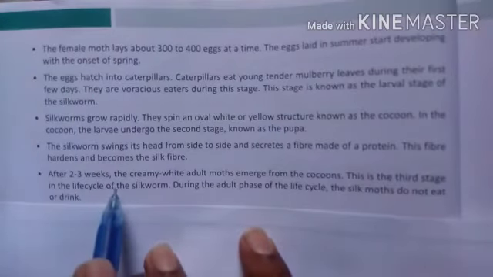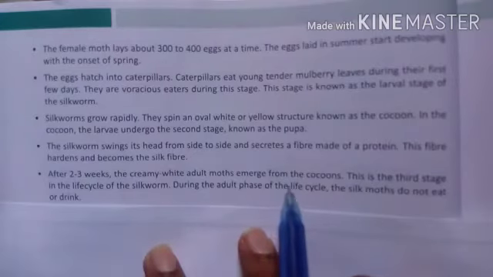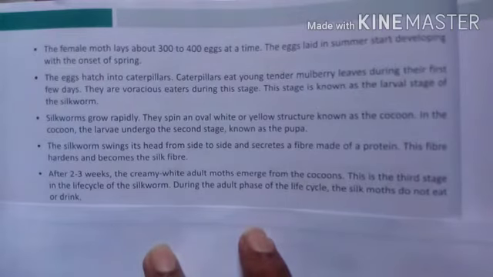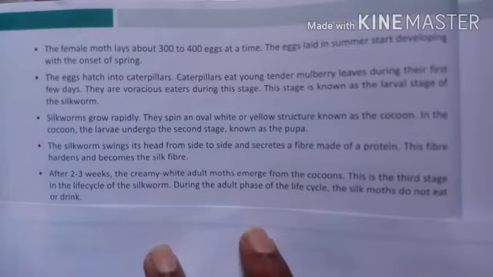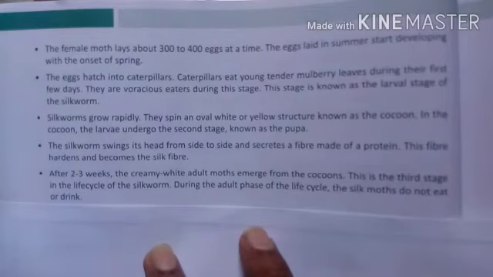After 2 to 3 weeks, the creamy white adult moth emerges from the cocoon. This is the third stage in the life cycle of the silk moth. During the adult phase of the life cycle, the silk moth does not eat or drink. Until the cocoon converts into the silk moth, it cannot eat or drink anything. So it takes at least 2 to 3 weeks, and inside that the cocoon slowly develops into the adult moth.